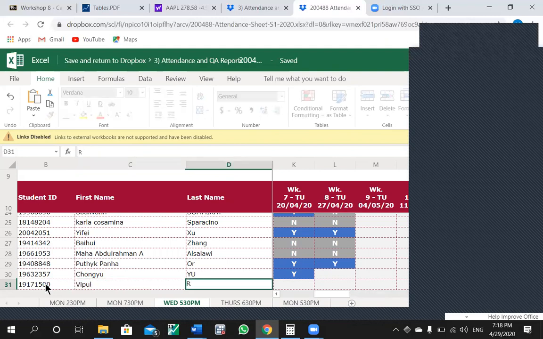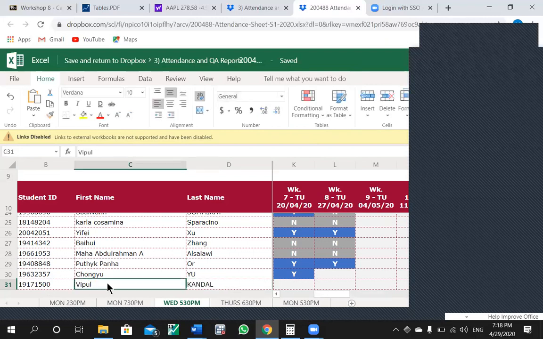Yes. My last name is K for kangaroo, A for Australia. N for Nadal. D for donkey. A for Australia. L for loyal. Okay. You can send me a message in the chat box. Yeah, I'll do it right away, sir. Yeah, sure. Thank you, sir.